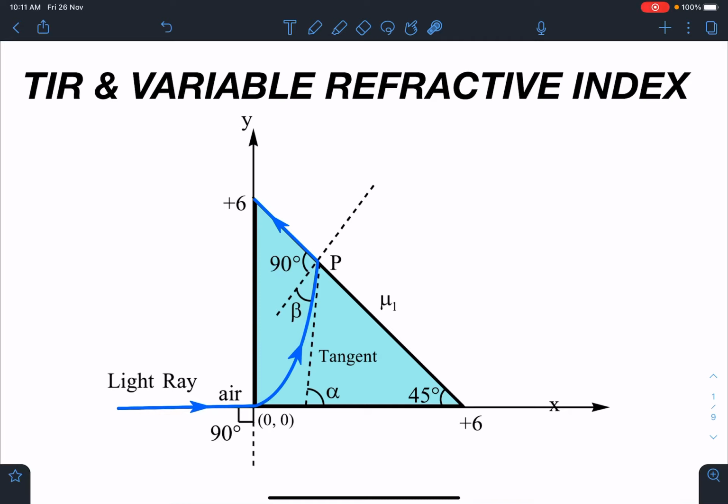Guys, this is Nathan here, and today I've come with a problem from optics. It's TIR and variable refractive index.